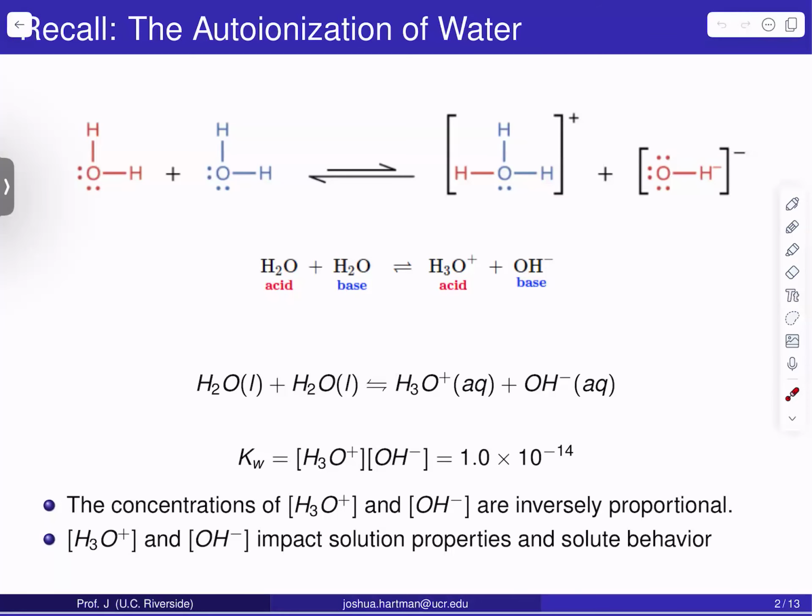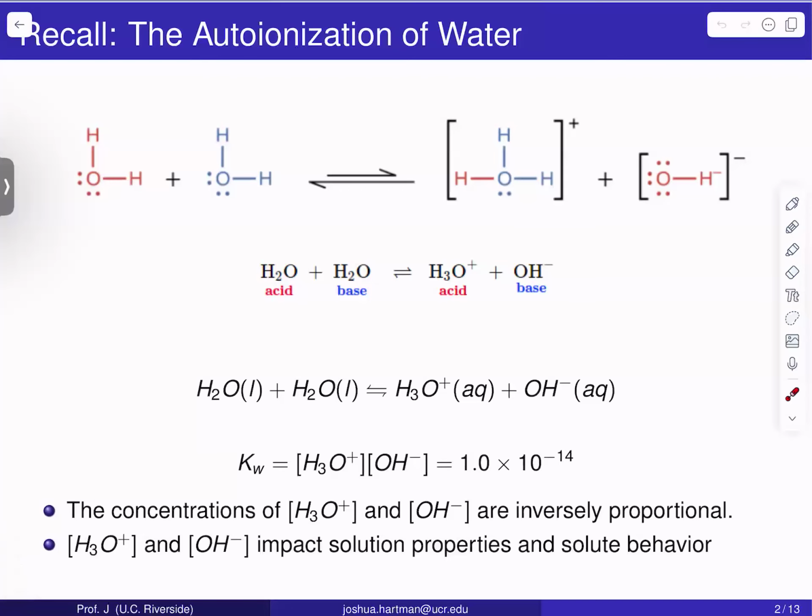All right, and so if we look at this relationship in a little bit more detail, we see a couple of important points to note. First, the concentrations of hydronium and hydroxide are inversely proportional to one another. So hydronium and hydroxide impact solution properties and solute behavior. And all of these pieces we really need to keep at the forefront of our minds when we're starting to explore acid-base equilibria. And so what becomes helpful is to come up with a way to classify solutions as either acidic or basic on the basis of these relative concentrations of ions.